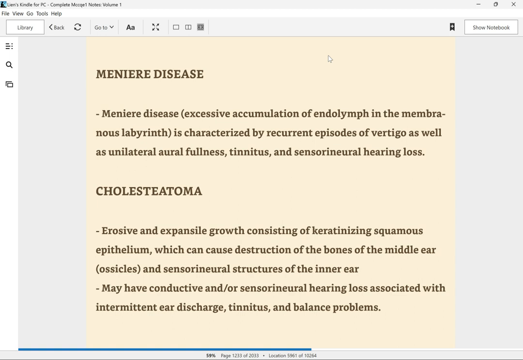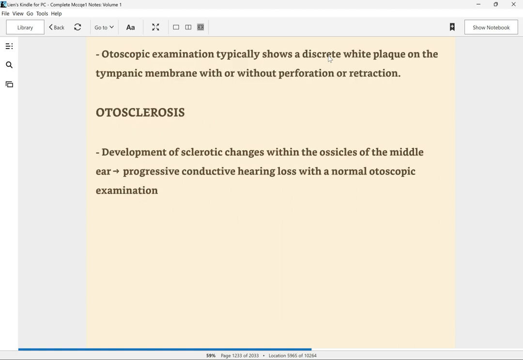Cholesteatoma: erosive and expansile growth consisting of keratinizing squamous epithelium, which can cause destruction of the bones of the middle ear, ossicles, and sensorineural structures of the inner ear. May have conductive and/or sensorineural hearing loss associated with intermittent ear discharge, tinnitus, and balance problems. Otoscopic examination typically shows a discrete white plaque on the tympanic membrane with or without perforation or retraction.